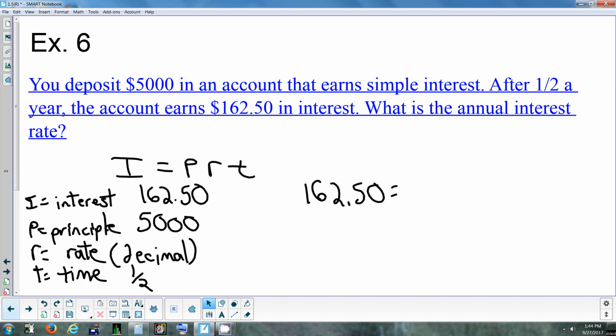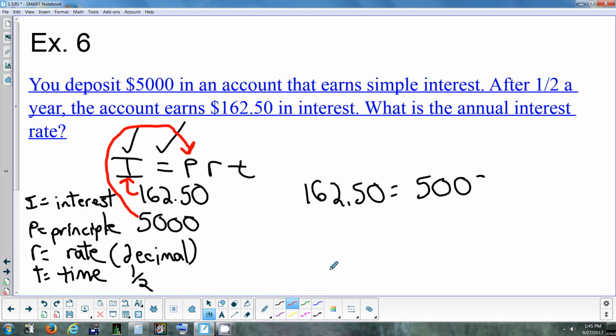162.50. Mackenzie, the next thing in my formula is what letter? I just put the equal sign. What's the next thing in my formula? I just did that, the equal sign, I wrote in. What's the next thing? P. Do I have a principal amount for my list? Here's I, P, R, T. Do I have a principal amount? How much? 5,000. Yeah, you did it right. You're good. That's my 5,000.